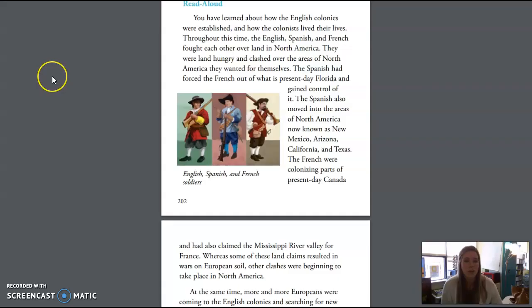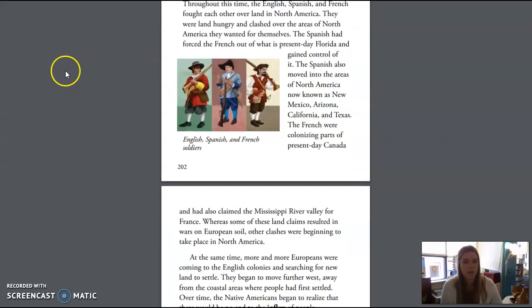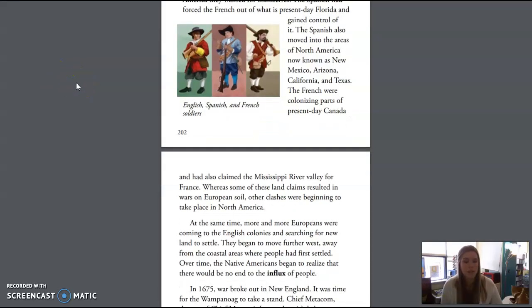The English, Spanish, and French fought each other over land in North America. They were land hungry and clashed over the areas of North America they wanted for themselves. The Spanish had forced the French out of what is present-day Florida and gained control of it. The Spanish also moved into the areas of North America now known as New Mexico, Arizona, California, and Texas. The French were colonizing parts of present-day Canada and had also claimed the Mississippi River Valley for France.